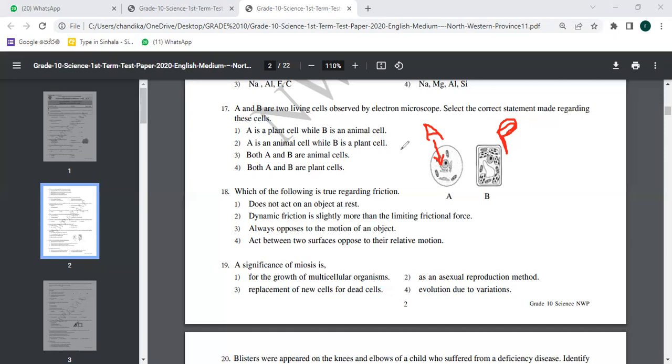So what is the answer? Second one. No, it's very clear. Okay, the second one is the answer.